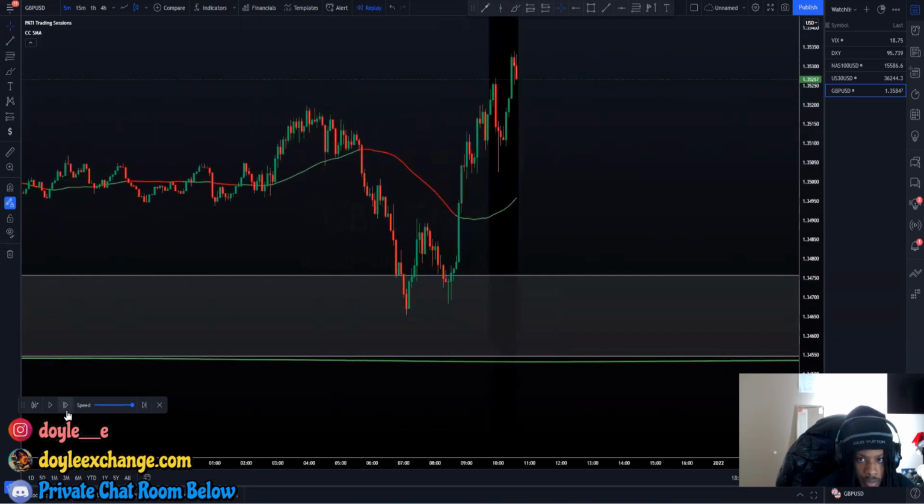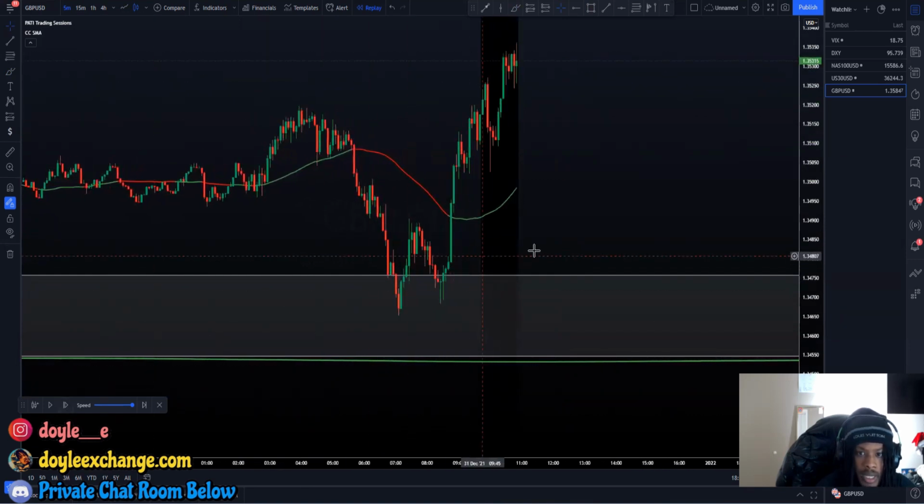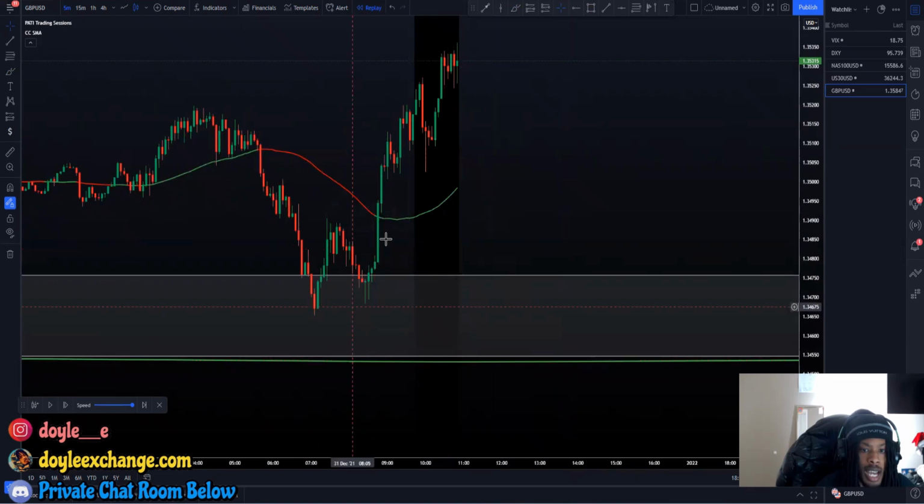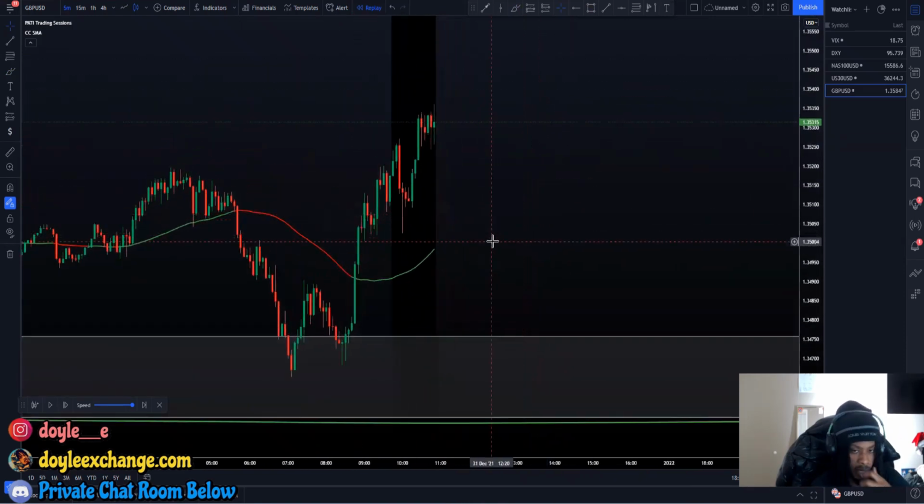Now we're breaking structure. Now we're breaking structure even more. You get what I'm saying? So now I'm not saying you're gonna catch this move, but now we're above the 200, I mean, not 200, but the 50 SMA, and we're still breaking structure to the upside. I'm bullish right now. I'm not thinking about any sales.